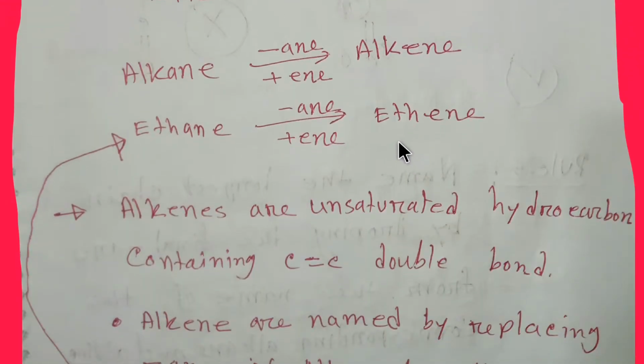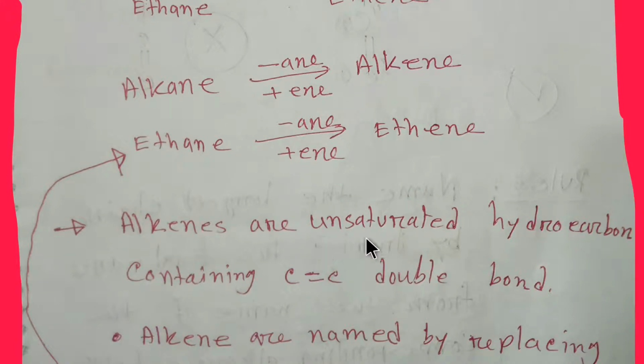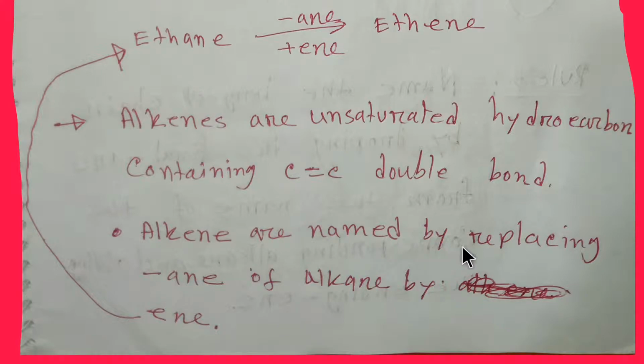This is an unsaturated compound because it has a double bond. Due to the presence of the double bond, this is unsaturated. So what is the definition of alkene? Alkenes are unsaturated hydrocarbons containing a carbon-carbon double bond. Alkenes are named by replacing the ane of the alkane by ene. Already we have learned it. I hope and expect that this is clear to you.